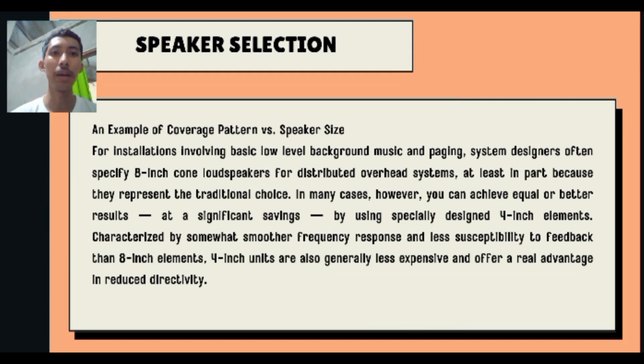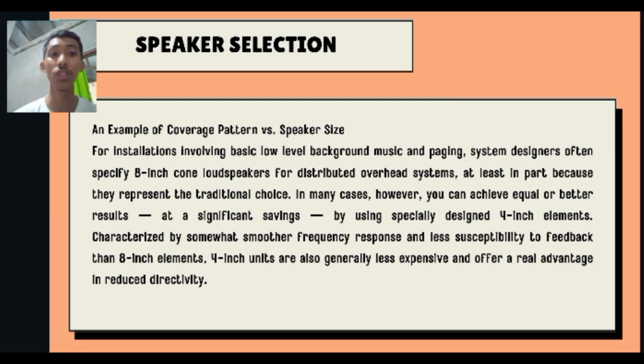An example of coverage pattern versus speaker size. For installations involving basic low-level background music and paging systems, designers often specify 8-inch cone loudspeakers for distributed overhead systems, at least in part because they represent the traditional choice. In many cases, however, you can achieve equal or better results at a significant savings by using specifically designed 4-inch elements characterized by somewhat smoother frequency response and less susceptibility to feedback than 8-inch elements.